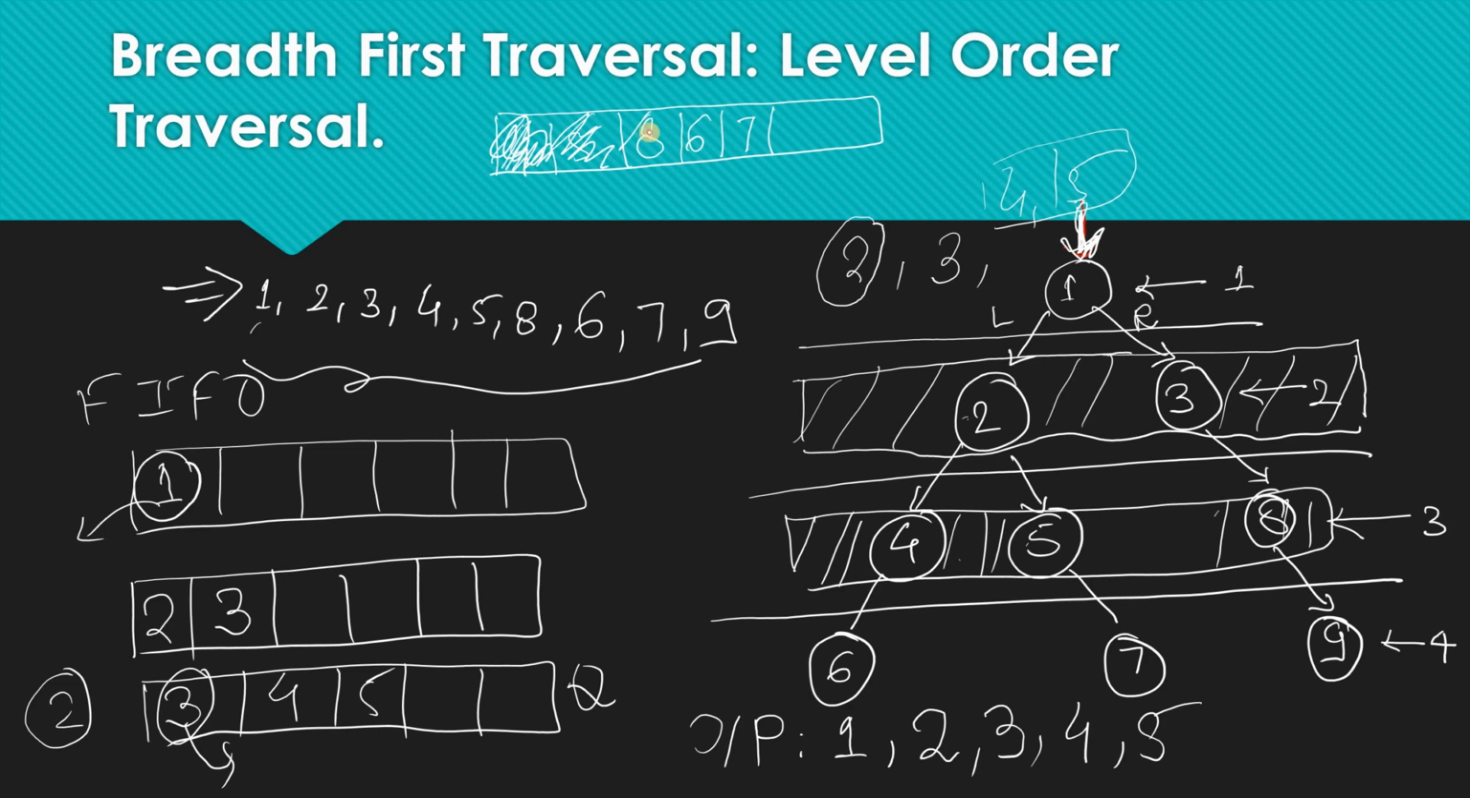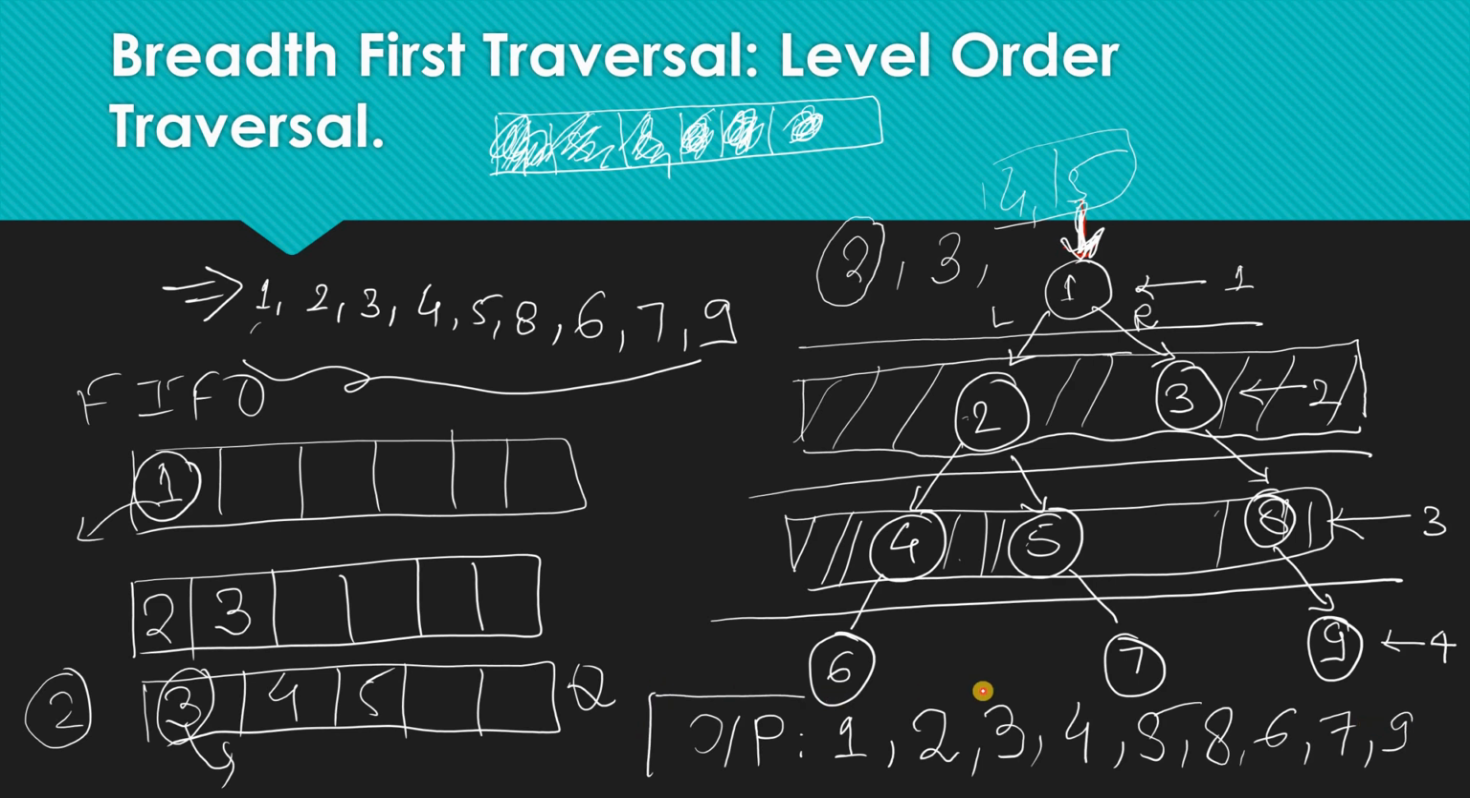Then we'll take again the front element, which is 8. We'll print 8 and then we'll insert the children of 8, which is only the right children is there, so we'll put 9. Then again we will take the element at the front of the queue, which is 6, and 6 does not have any children, so we'll not put anything here. Then we'll take the next element, which is 7, and 7 also does not have any children. Then we'll take the last element, which is 9. Now our queue is empty, so we'll end our program.